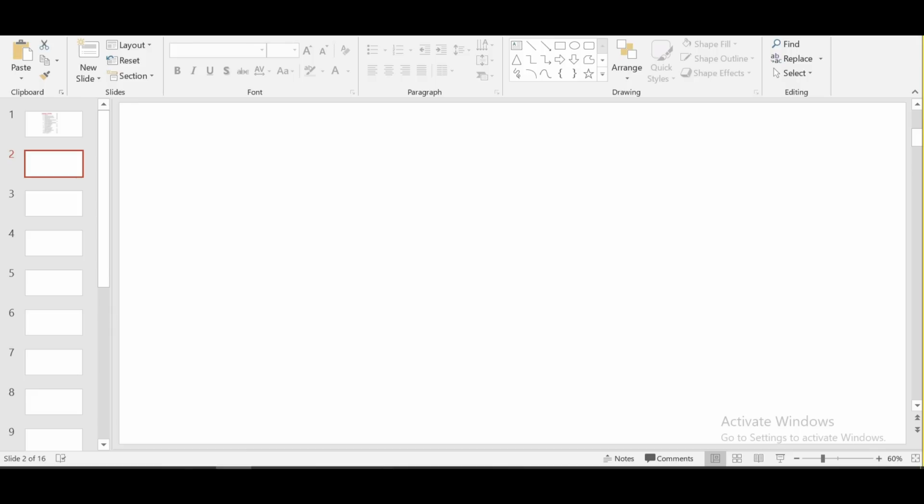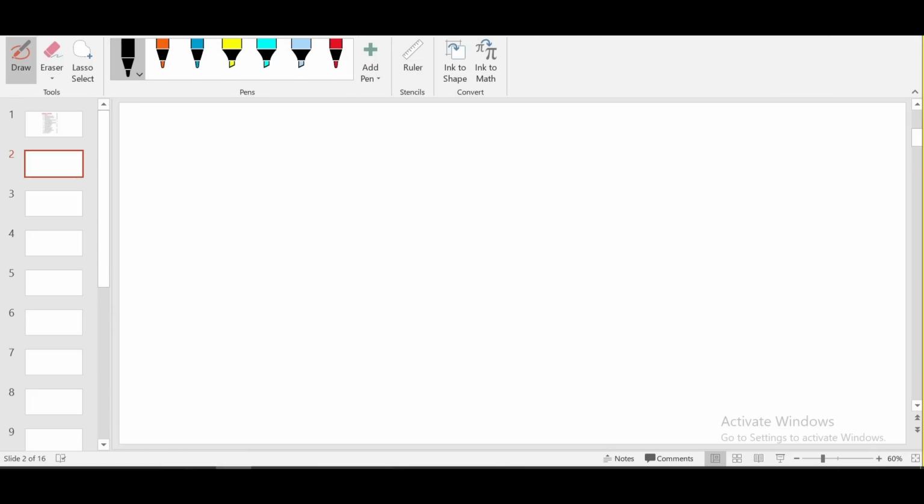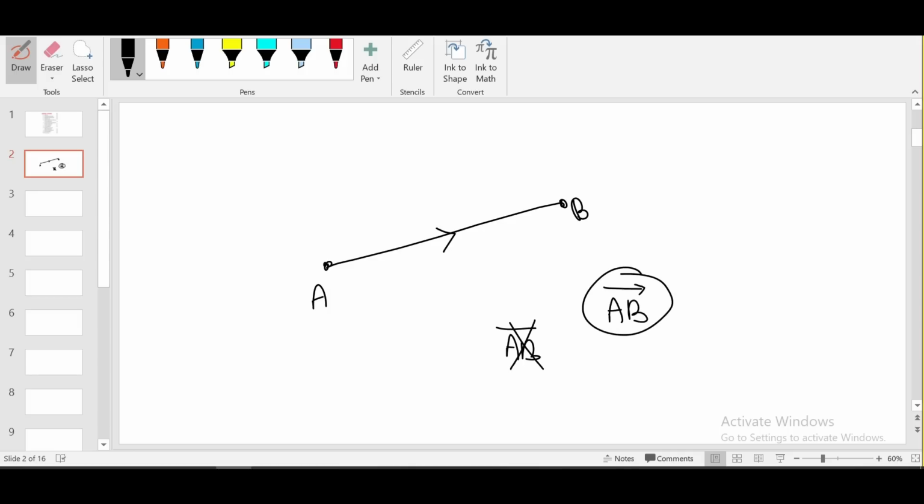Now, let's say you have a point A here and there's another point B. A vector is acting from A to B. We usually put an arrow because in vectors the direction is very important. How do we write it? We write it as vector AB, and we put an arrow on top. In some textbooks they just put a bar, but this is more appropriate.